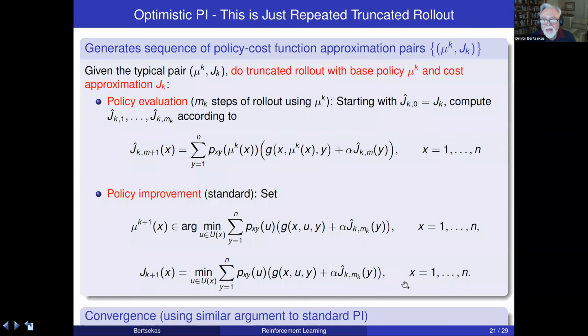And a similar convergence result holds for this optimistic version of policy iteration, using essentially the same argument as for the standard policy iteration. Again, we generate a sequence of decreasing functions and using monotonicity arguments, and we prove convergence in a similar way. It's a standard pattern.